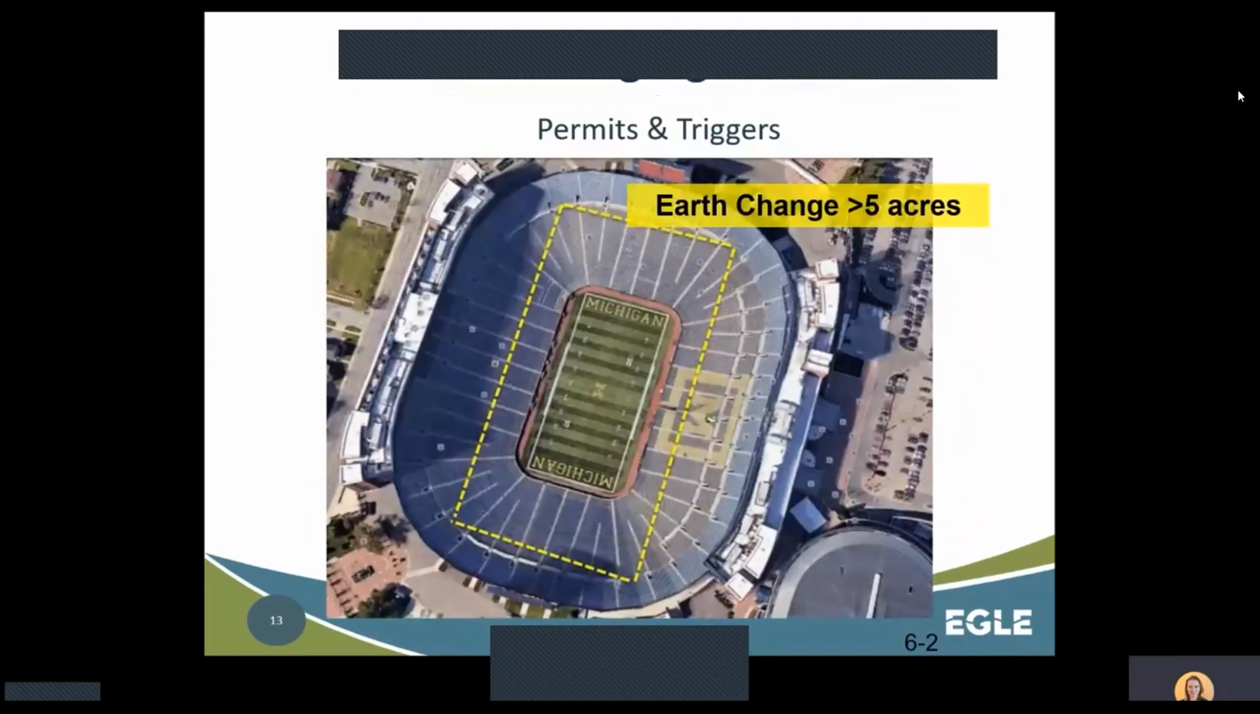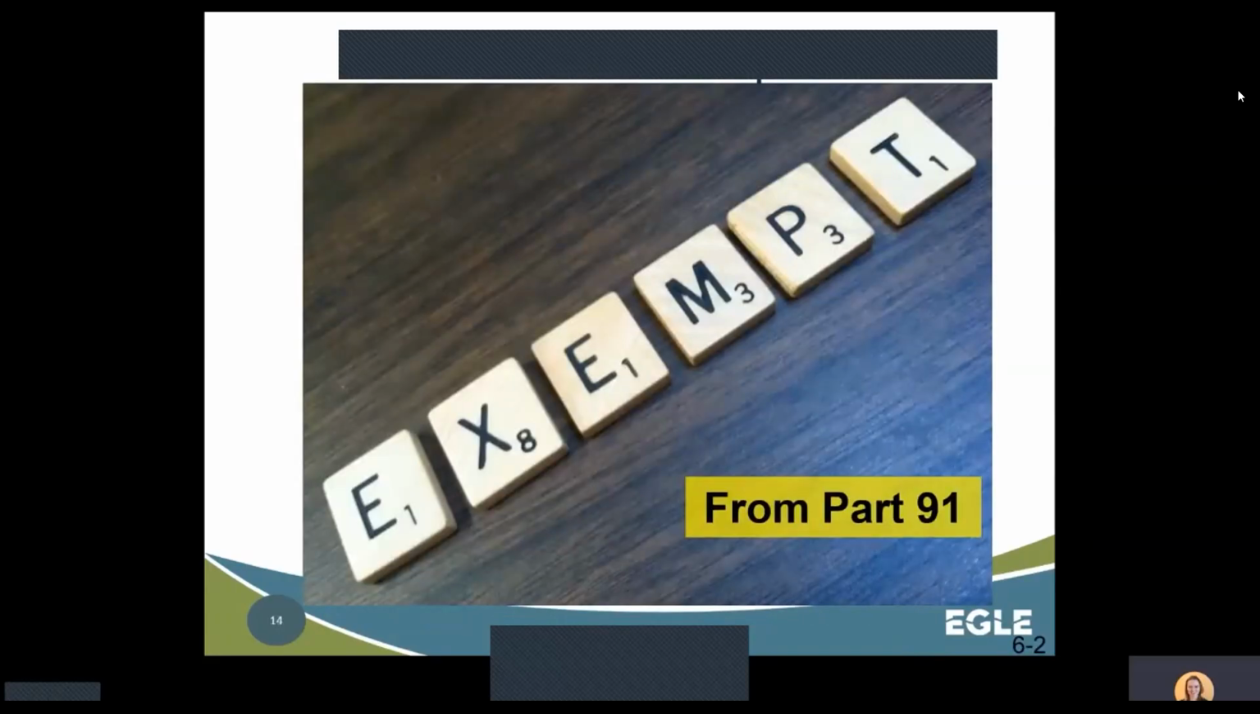If an earth change is greater than 5 acres, then the landowner has to apply for a notice of coverage, or NOC, from EGLE. This is done after receiving the SCSC permit from the enforcing agency. It is very important for the landowner names to be consistent between the SCSC permit and the NOC applications. If the name on the NOC application does not match the name on the SCSC permit, then the application is considered incomplete.